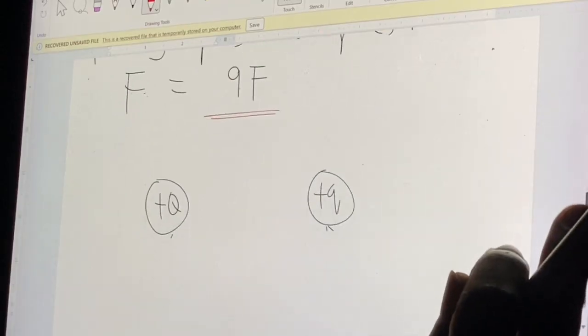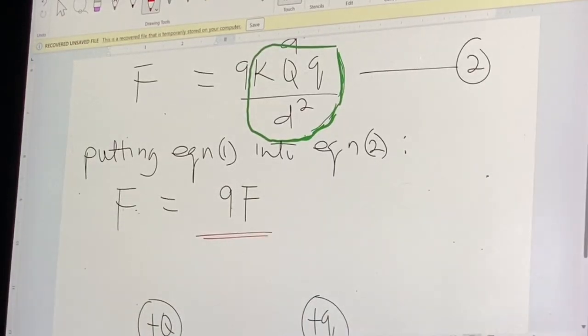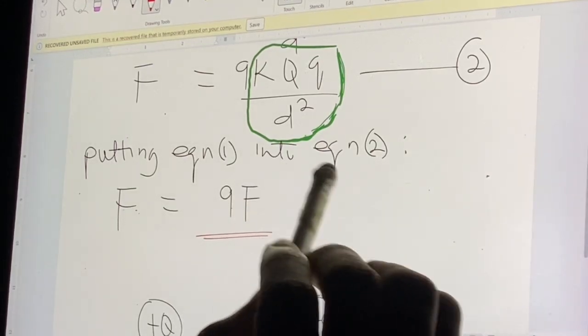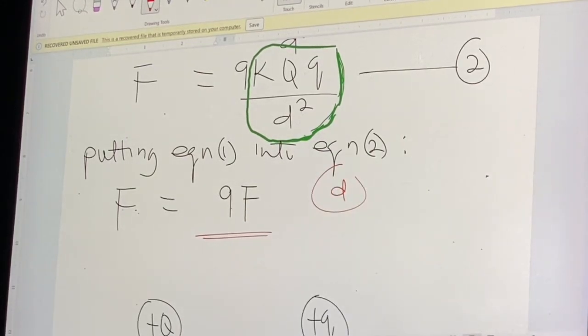Okay, so let's check the options here. Is it option A? Is it option B? Is it option C? The right option here is option D. Our next topic in this series is going to be electric field.